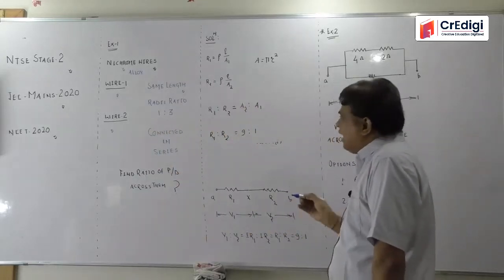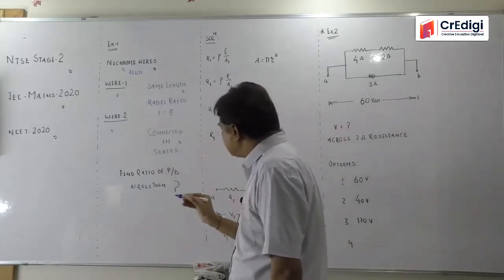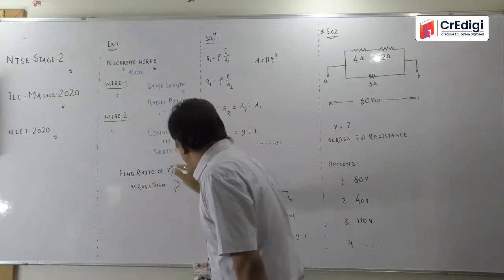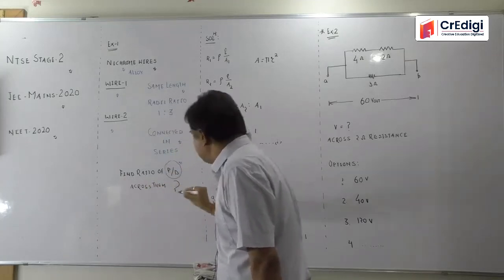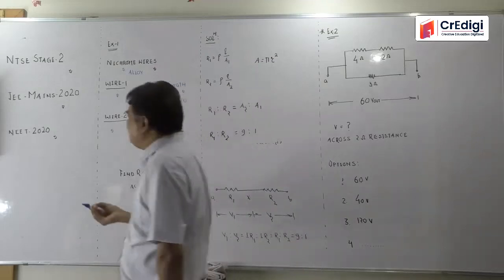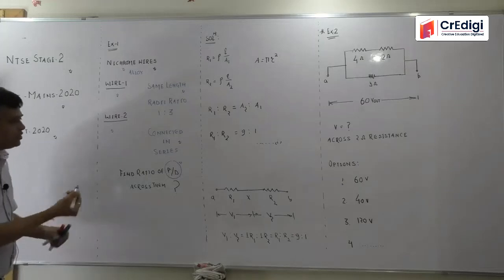So there are two wires and these two are connected in series, and the question is very simple. Find the ratio of PD, meaning potential difference. Find the ratio of potential difference across them. It's a good question, because you see that two concepts get mixed over there.